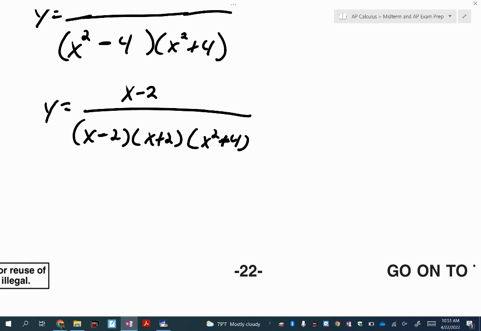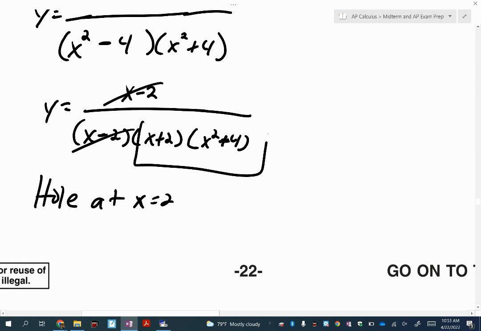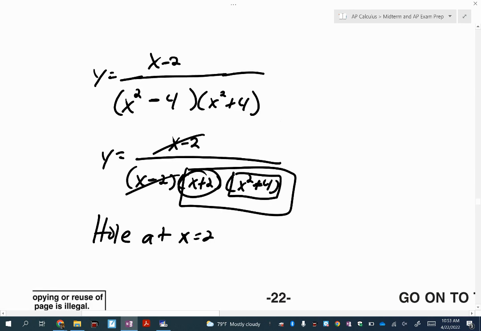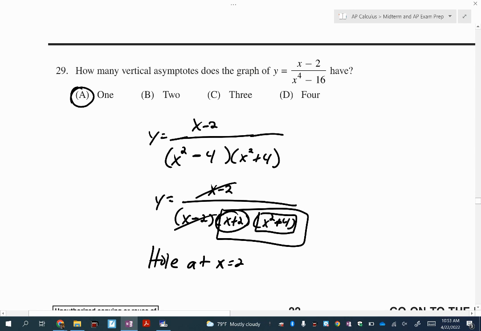1. Should I do it again? We'll do it again. Remember, this is gone. It's not in the running anymore. That's a hole at x equals 2. So it's really down between these two. And we just said we couldn't make that one 0. So the only one that we can make 0 is that one. That means we only have one vertical asymptote.